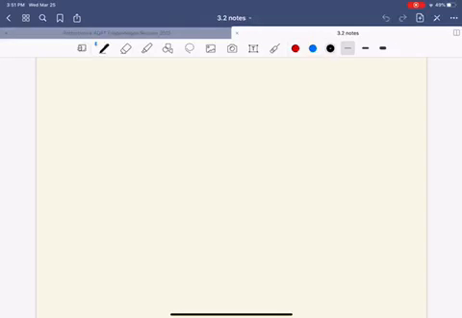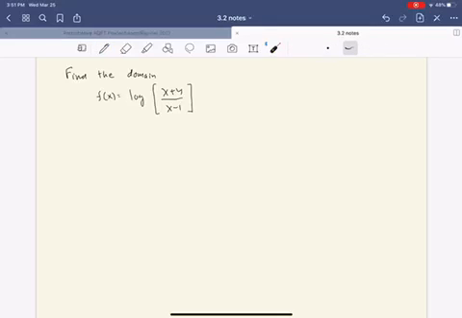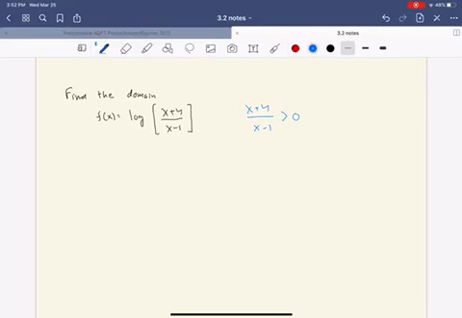All right, welcome back. We're gonna find the domain for f of x equals log of (x plus 4) over (x minus 1). Now remember, when there's no base, that's log base 10, although it doesn't really matter here. So we still need our domain to be whatever's inside the logarithm needs to be strictly greater than 0.